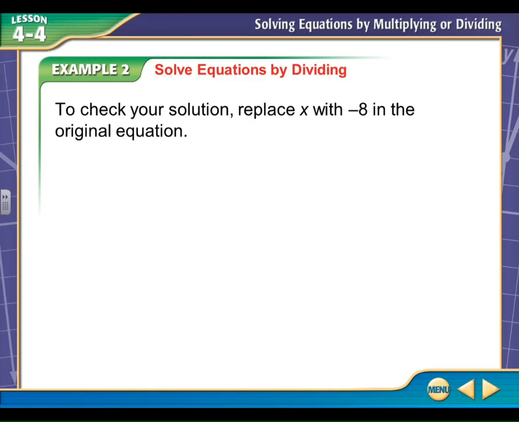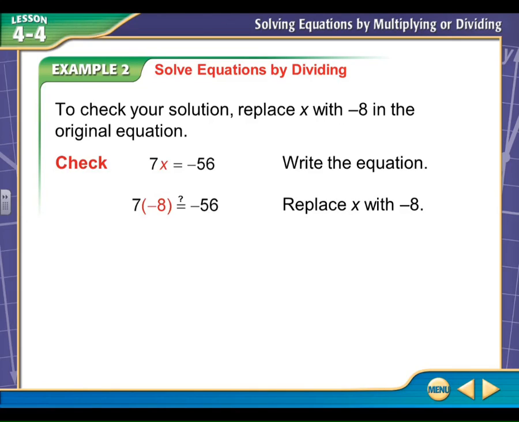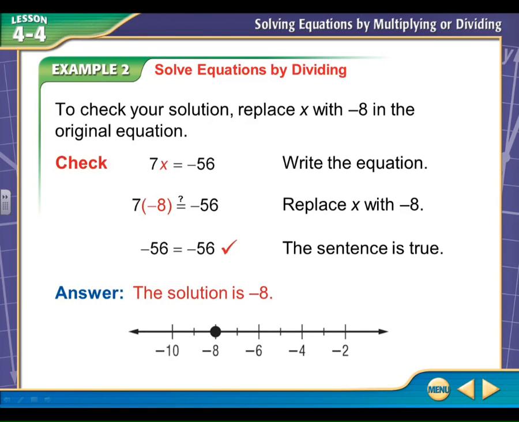To check your solution, you're going to replace the x with a negative 8 in the original equation. Our original equation was 7x equals negative 56. We're going to put negative 8 in the place of x, and we're going to see if it makes a true statement. 7 times negative 8 is negative 56, so the sentence is true. That's how we know that the solution is negative 8. If we were going to graph it on a number line, we would simply graph that point on negative 8.